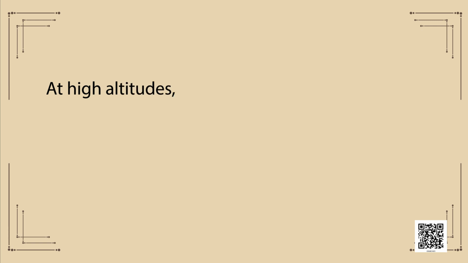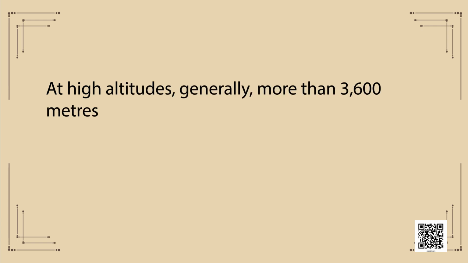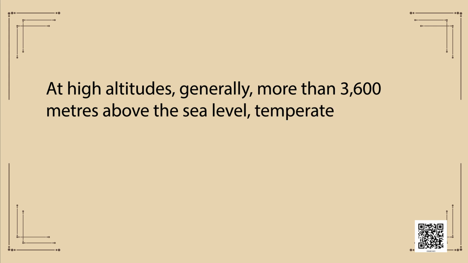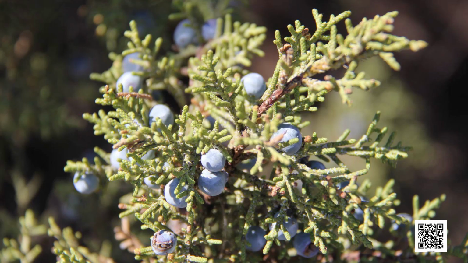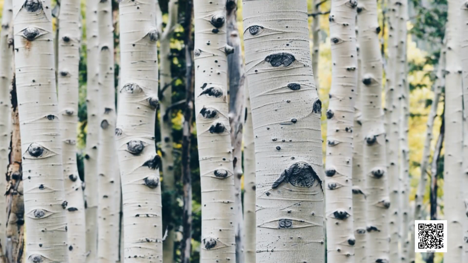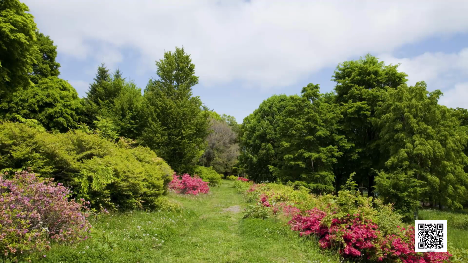At high altitudes, generally more than 3600 meters above sea level, temperate forests and grasslands give way to the alpine vegetation. Silver fir, junipers, pines and birches are the common trees of these forests. However, they get progressively stunted as they approach the snow line. Ultimately, through shrubs and scrubs, they merge into the alpine grasslands. These are used extensively for grazing by nomadic tribes like the Gujars and the Bakarwals.